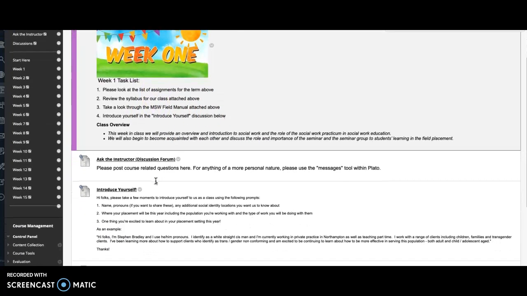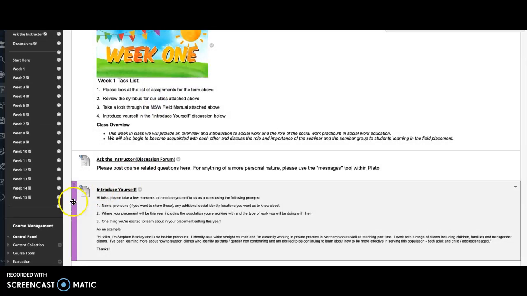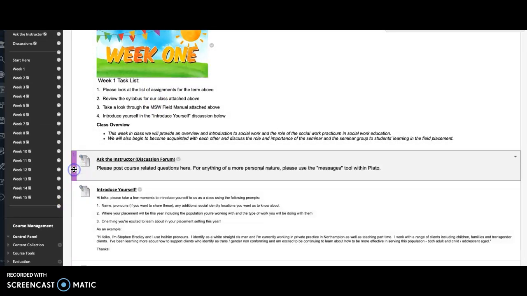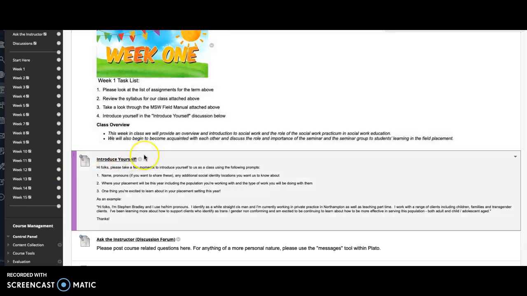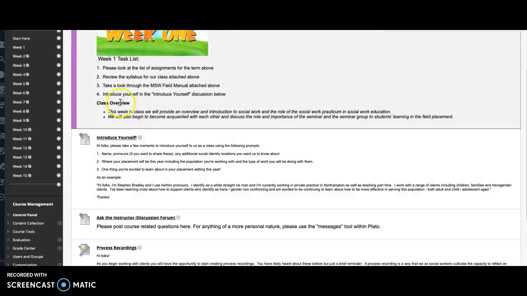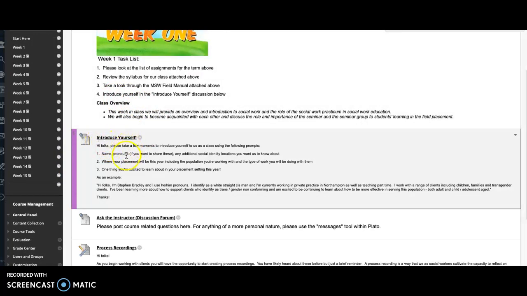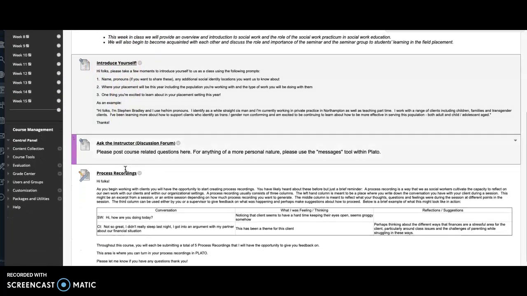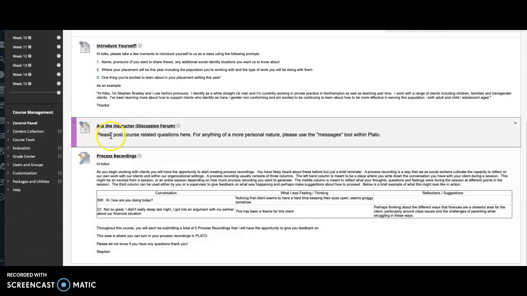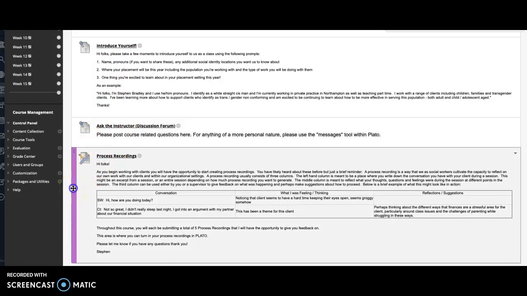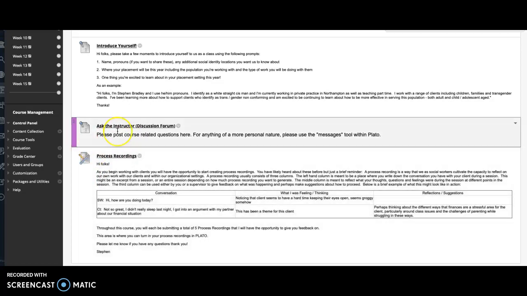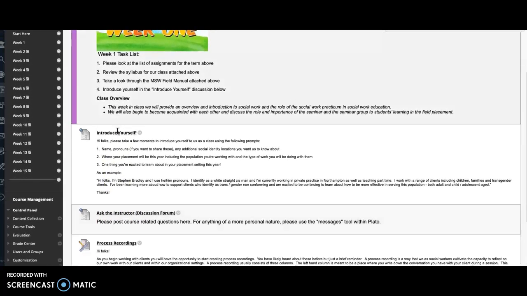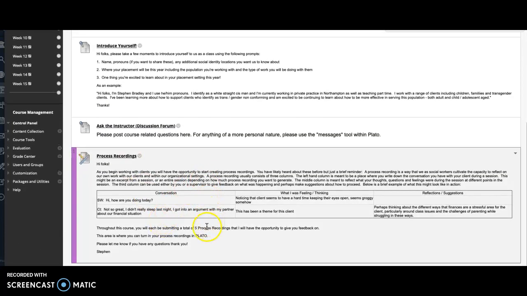Then there is the introduce yourself, which I'm actually going to put right below this, and the instructions for introduce yourself discussion. Then there's the ask the instructor discussion, and there's also an assignment place for process recordings, which explains what a process recording is.